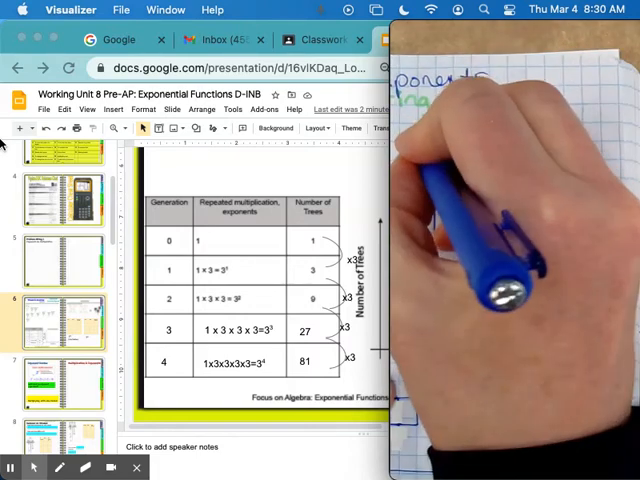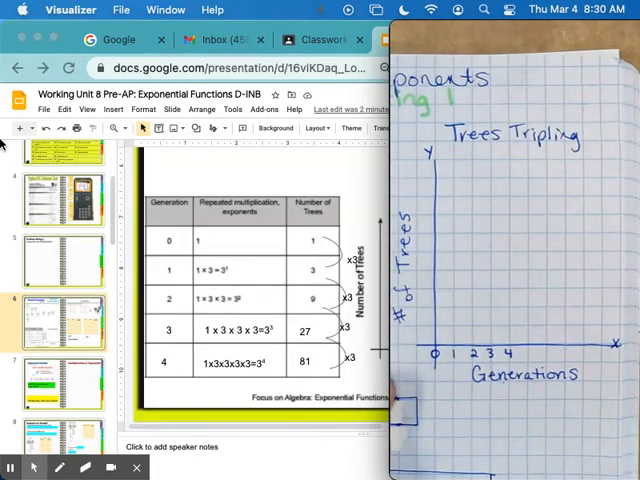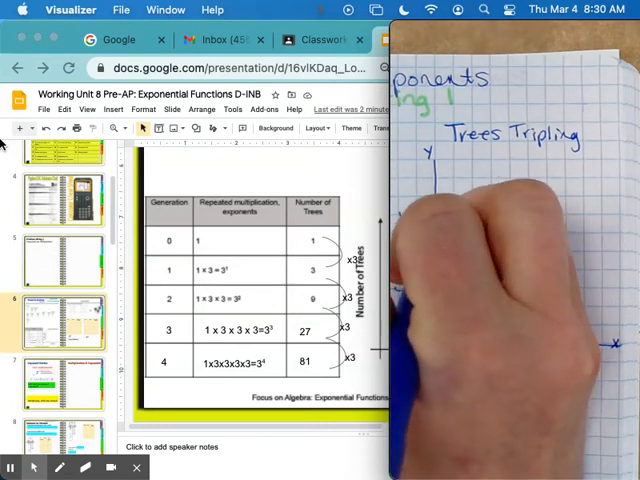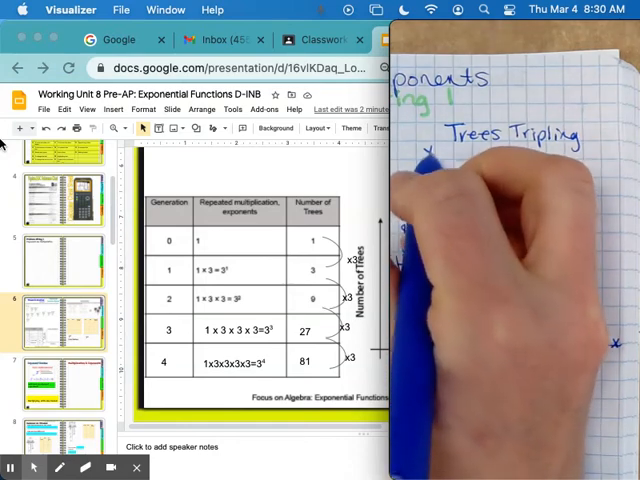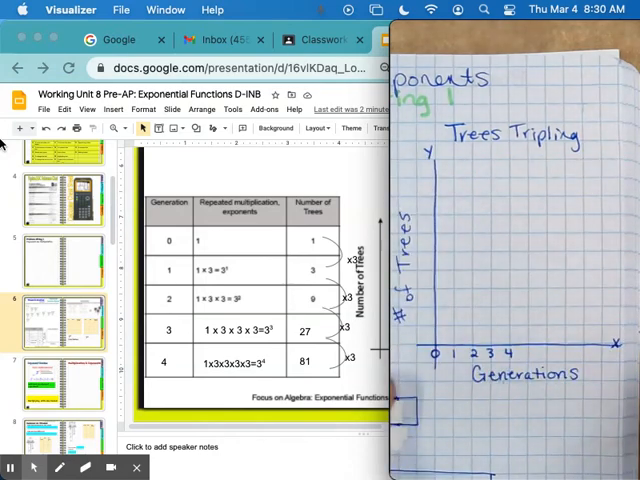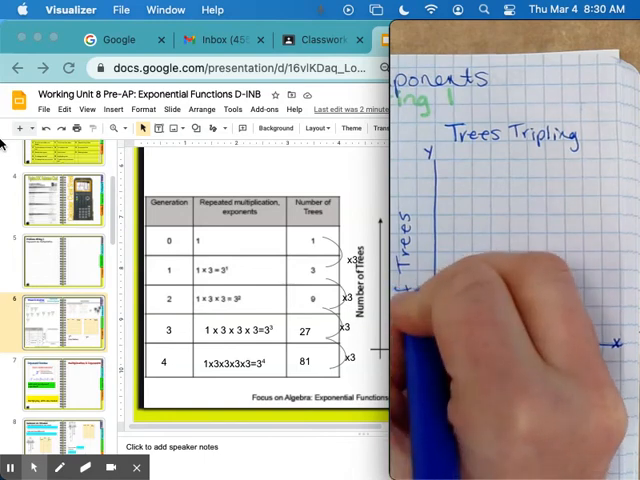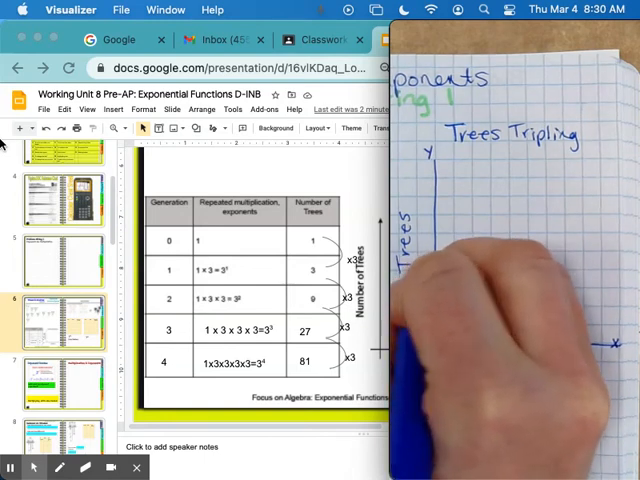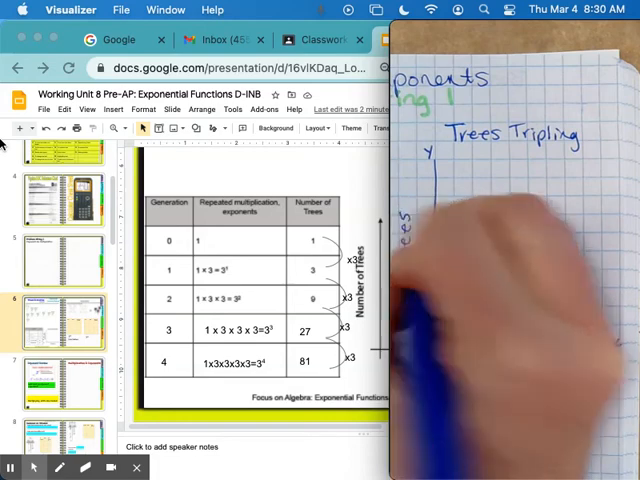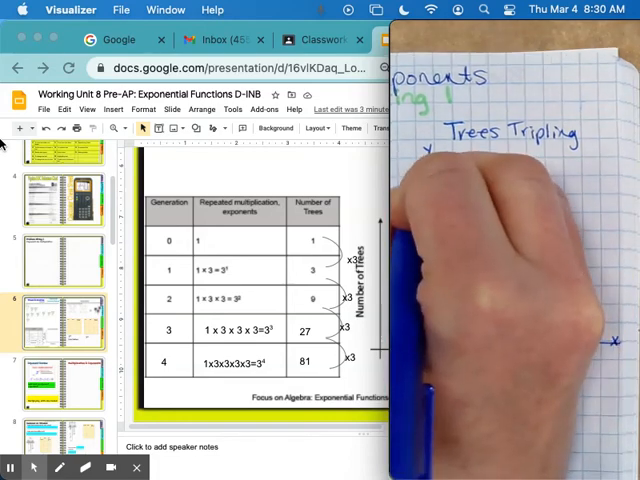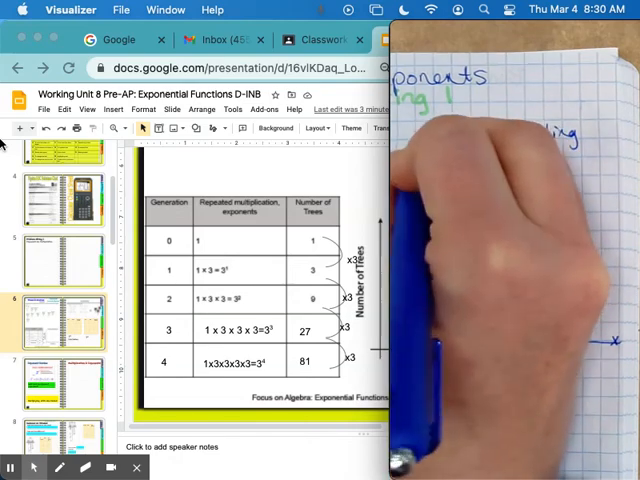Okay, and then our y-axis is the number of trees. So let me see how many I have. 1, 2, 3, 4, 5, 6, 7, 8, 9, 10. I have 10. Go by tens? What do y'all think? I think that'd be easiest. So 10, 20, 30, 40, 50, 60, 70, 80, 90, 100.